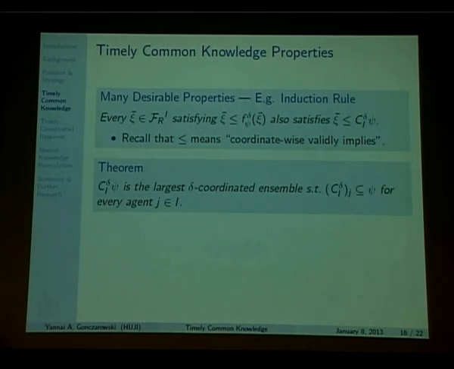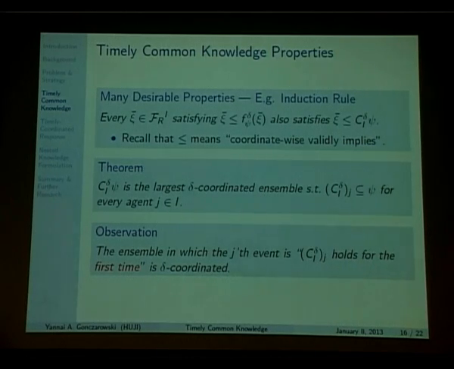This leads to one of our main theorems. Timely common knowledge of psi is the largest delta coordinated ensemble in which each coordinate, each event, implies psi. It is an ensemble, meaning that each coordinate there is not merely a tuple of events, it's a tuple of local events. It's delta coordinated, which was our goal to begin with. Each coordinate there implies psi, meaning that no coordinate will ever be valid unless the car enters the car wash.